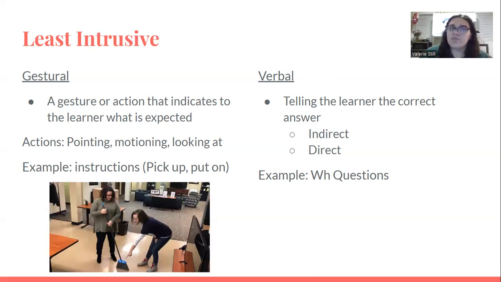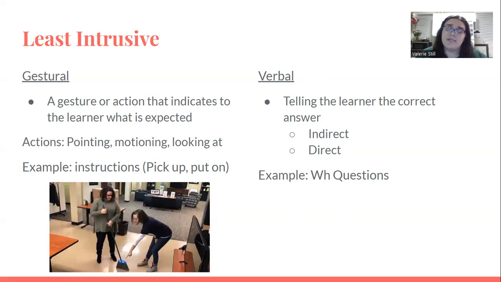Another least intrusive prompt would be verbal prompts, and this is telling the learner the correct answer. This can be done indirectly or directly. An indirect example could be if somebody waved to you, you could say, "Who's that?" and ideally they would say hello. A direct version would be to tell them, "Say hi." You're vocally telling the learner what to say, versus an indirect prompt, which is kind of cueing at what you want them to say and is just not as intrusive.